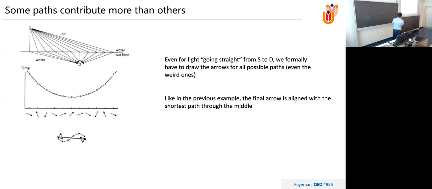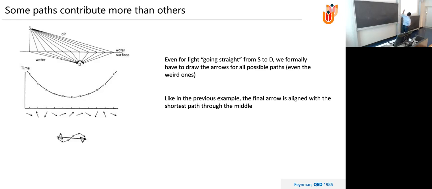This would be the same kind of experiment, where you would have a light source somewhere here and a waterproof detector somewhere below the water surface. Of course, what you would expect is that light would take a straight line to the water surface, then refract according to Snell's law, and then hit the detector. You would expect that to be the most important path.